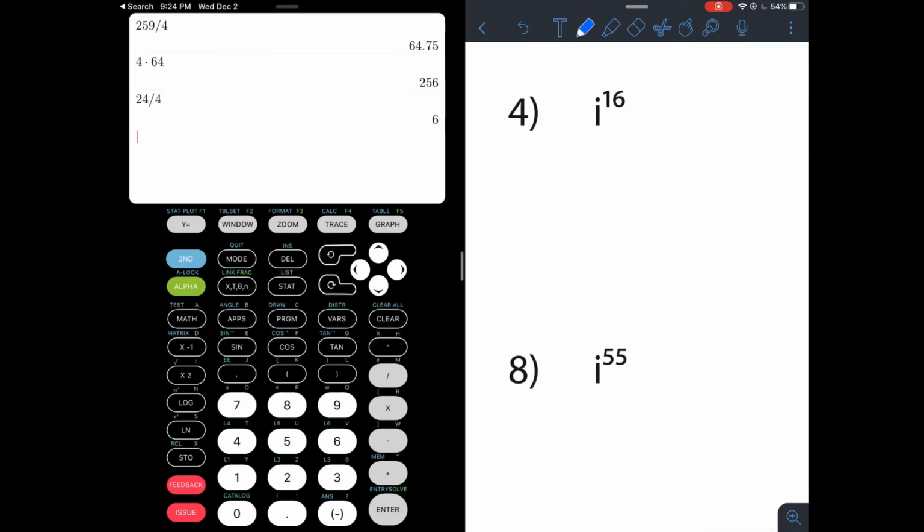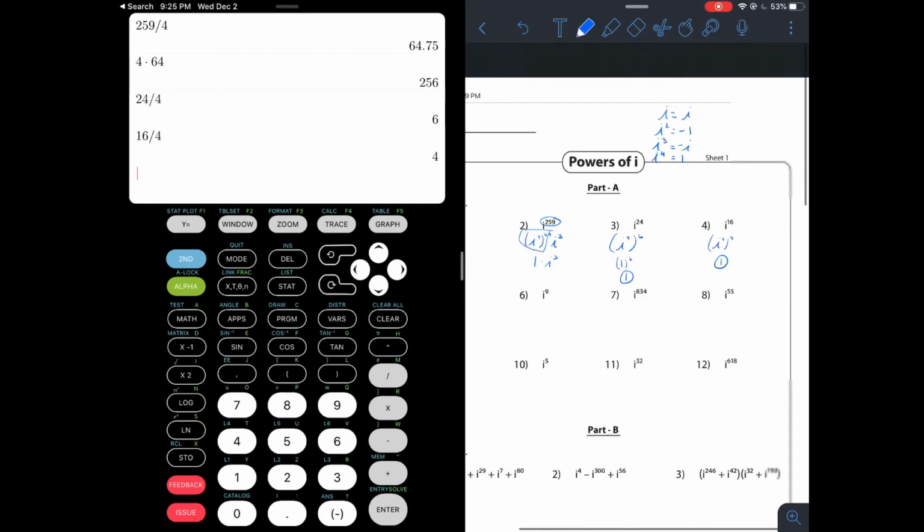Let's try another one. i to the 16th. We're going to do 16 divided by 4. And you get 4. So we know i to the 4th raised to the 4th power gives us i to the 16. Well, this is just equal to 1. So when the 4 divides in there evenly, your answer is automatically going to be 1.